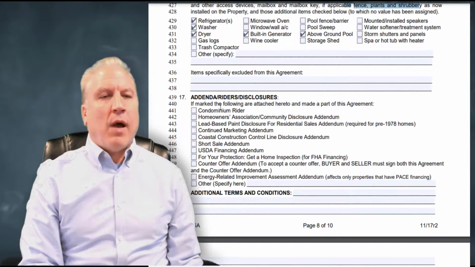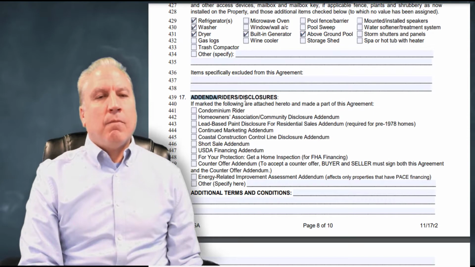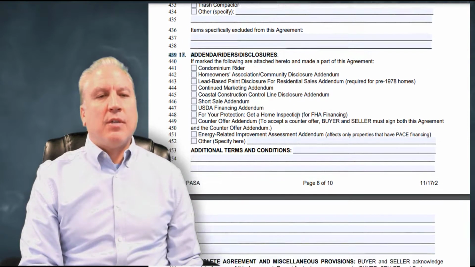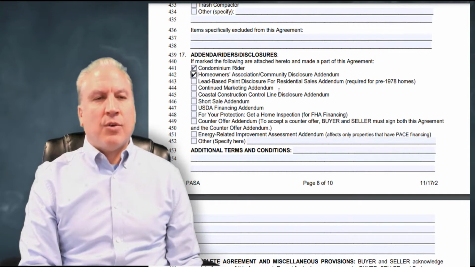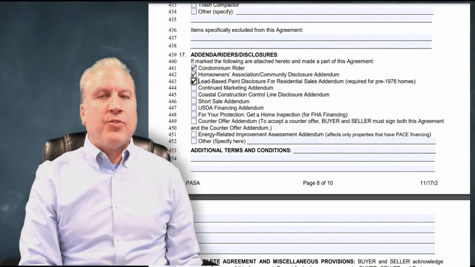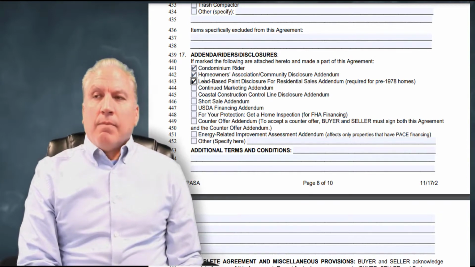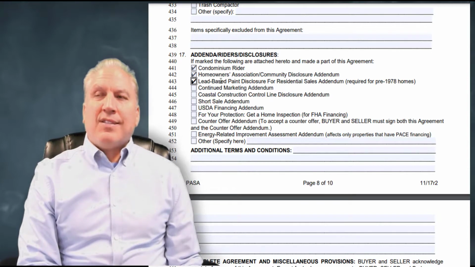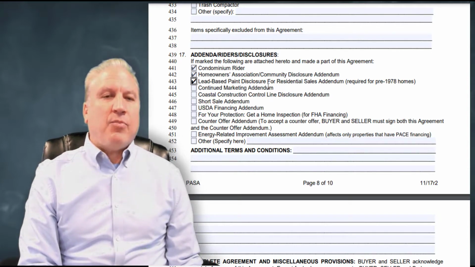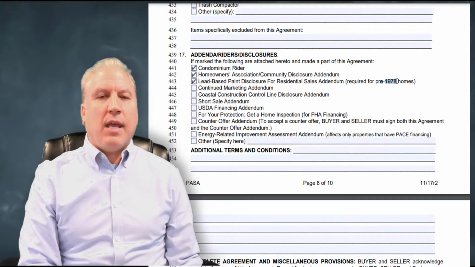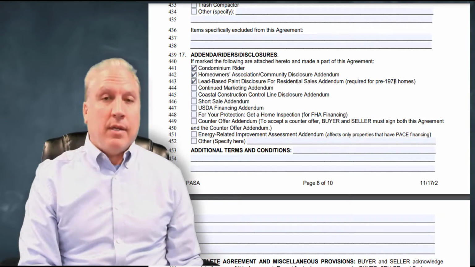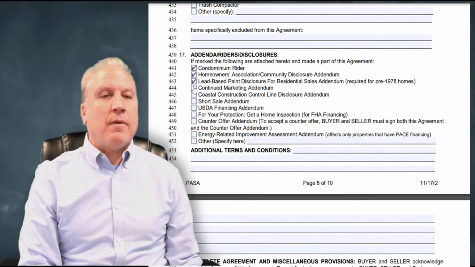What about riders? A lot of times a real estate contract will have additional documents that go with it. If it's a condominium, there's additional rules that go with the condominium. If there's an HOA, you have to disclose that and give copies of the HOA. Any house built before, I believe, 76 or 77 has to have a lead-based paint disclosure. Yeah, here it is, pre-78. Because a lot of houses use lead paint, and it's dangerous material.